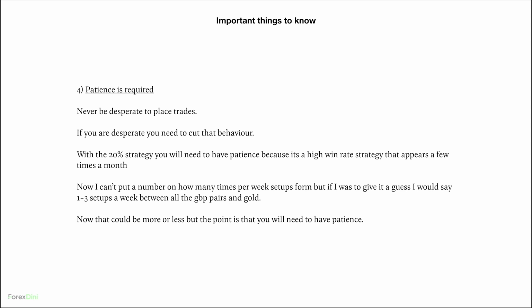So just to add a bit more context, when people learn new strategies, they expect to always find setups and always be in trades and always be profiting or whatever. You don't need to trade all the time.